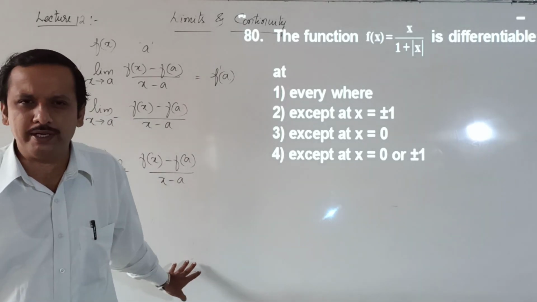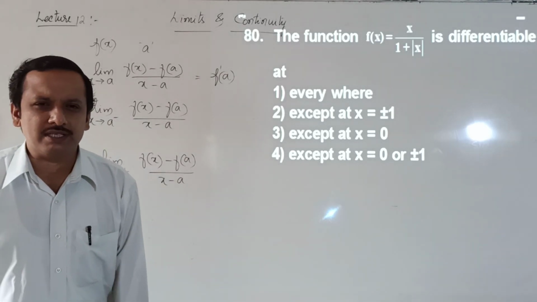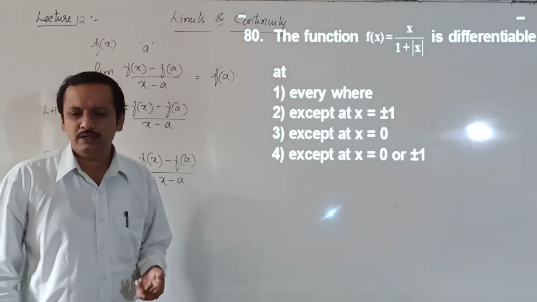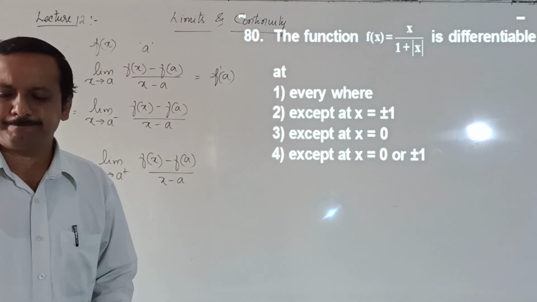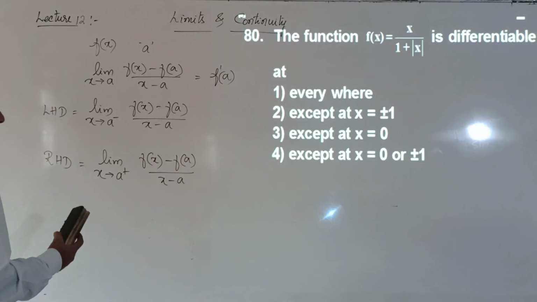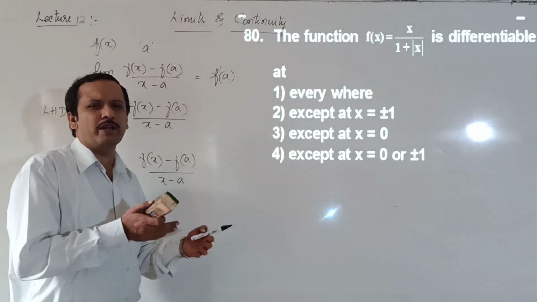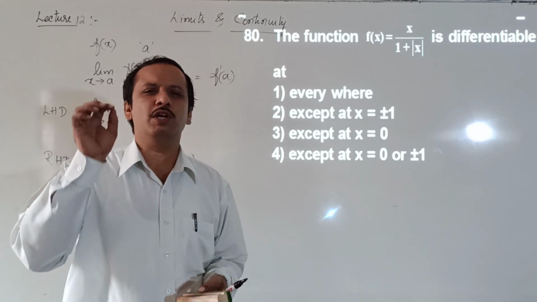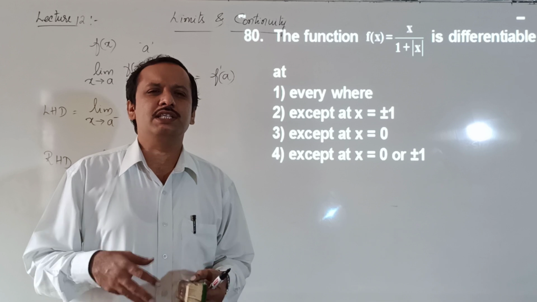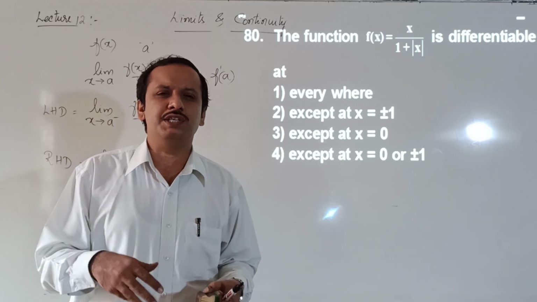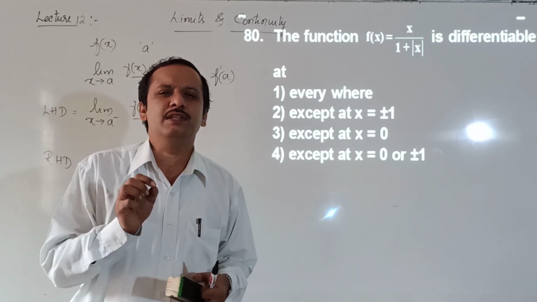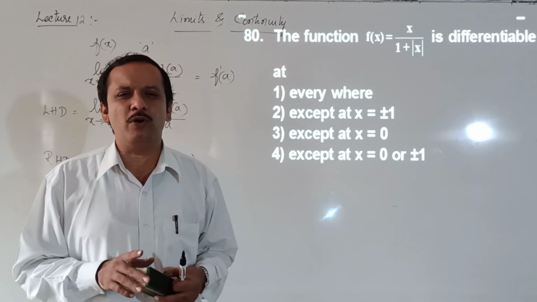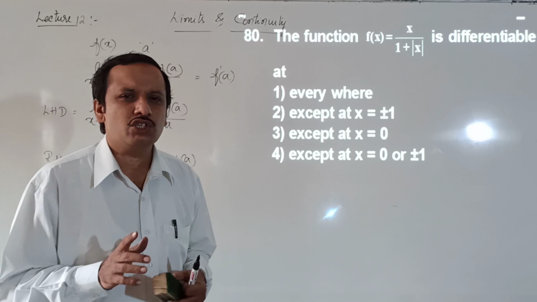Theoretically, this is how you do it. But when it comes to competitive exams, I'll give you another method with which you can directly solve. The other method is to directly differentiate it and substitute that point. If f dash is defined at that point, that means the function is differentiable at that point. If f dash of x does not exist at that point, then we can say the function is not differentiable at that point.